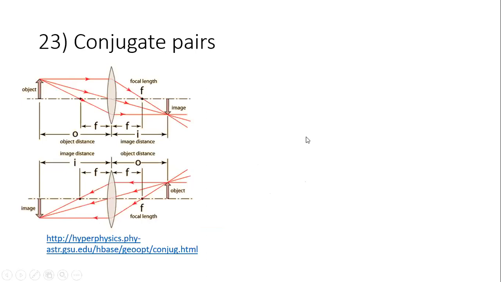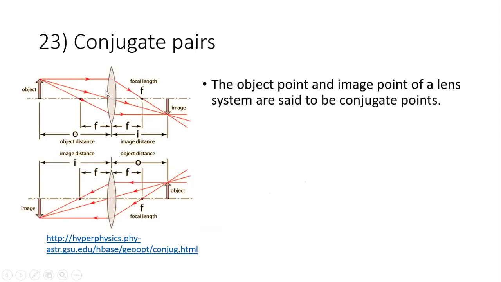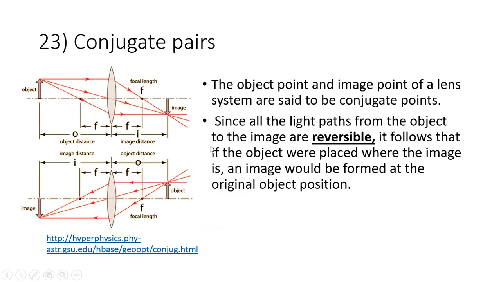Okay, conjugate pairs. The idea of conjugate pairs is this is the object, this is the image. Now you can put your object here, and you will still get the image there, at the same opposite distance. Just treat the light as traveling in the opposite direction. Reversibility of light, right? Or you can use it this way, it's still the same. That's what it means.